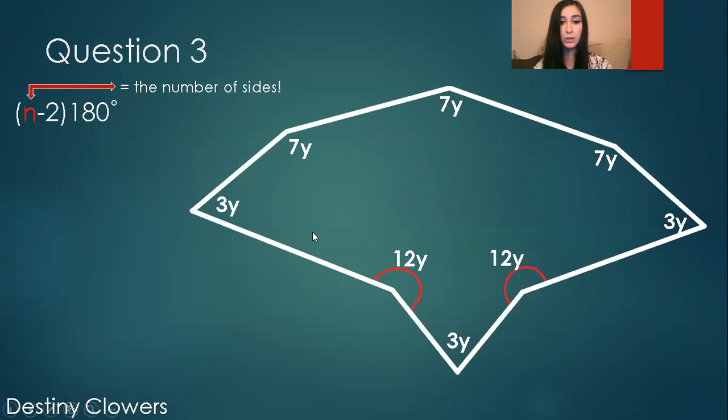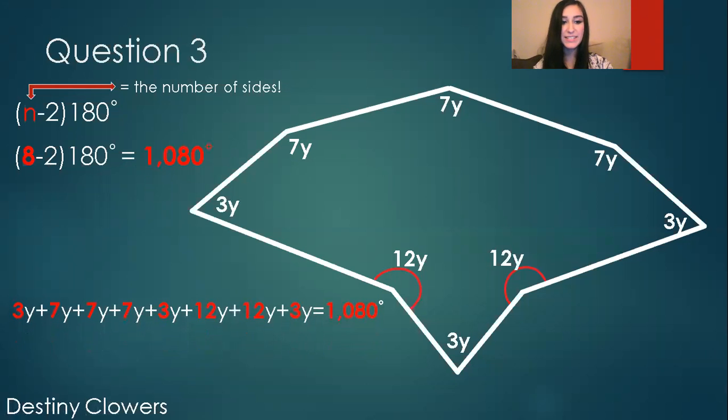So we've got 1, 2, 3, 4, 5, 6, 7, and 8. So that means that n is going to equal 8 since we have 8 different sides. So we're going to plug 8 into this formula, which gives us 8 minus 2 times 180 degrees, and that equals 1080 degrees.